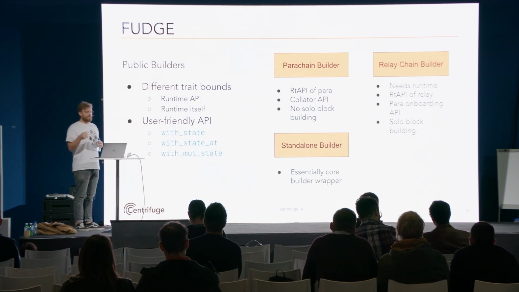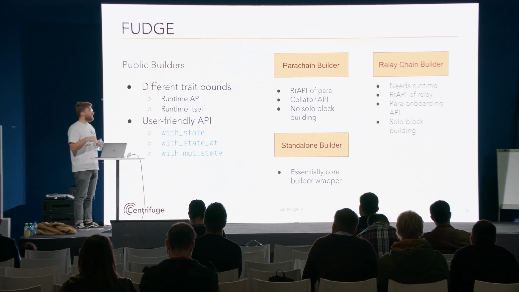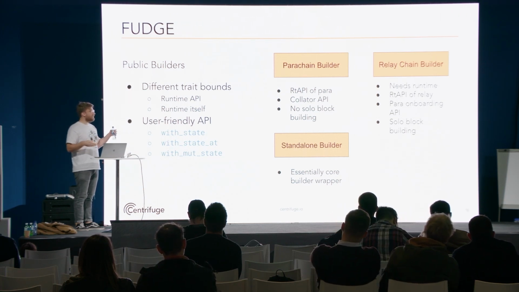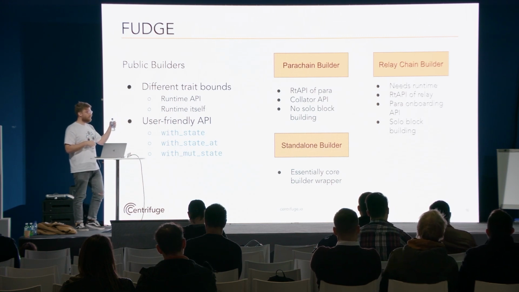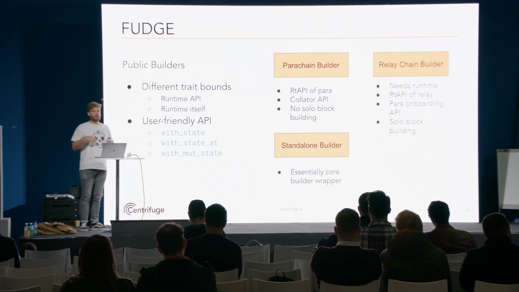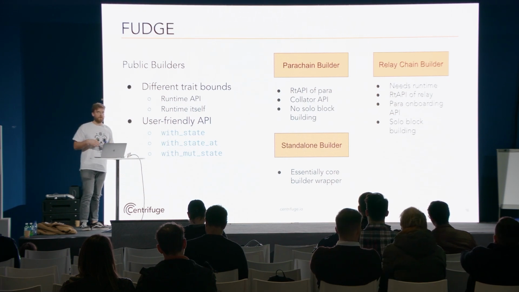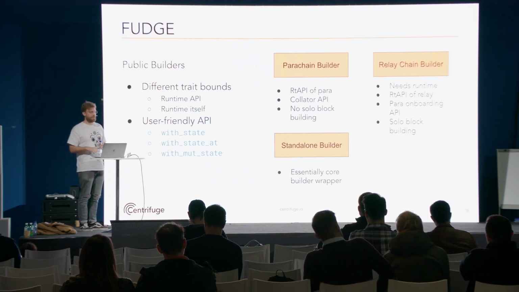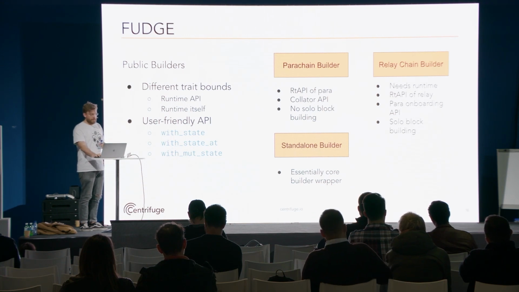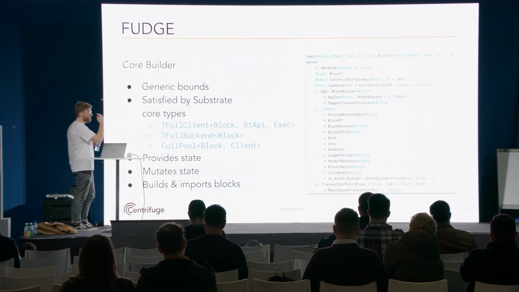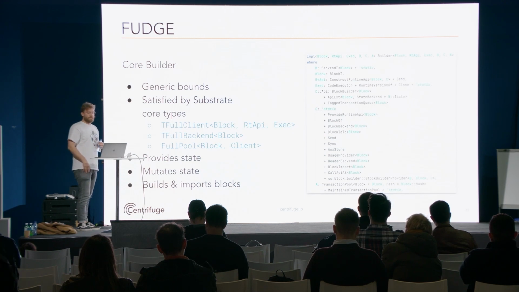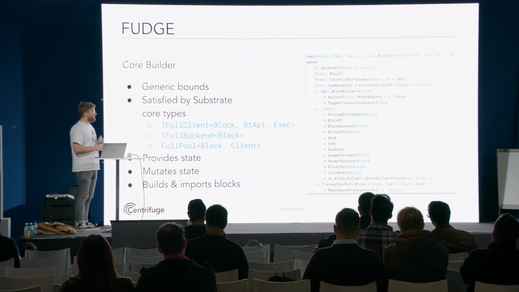And the paired chain builder on the other side can provide a FUDGE specific collator that the relay chain takes, currently the relay chain builder. And this will provide the relay chain builder with some information about which blocks should be imported and stuff like that.